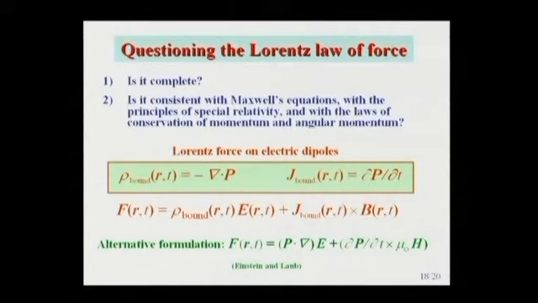So this is the alternative formulation of the Lorentz force on the electric dipole. This is the conventional form of the Lorentz force with rho being minus divergence of P. This is the Einstein and Laub form. You have P dot del E here rather than del P E. The second term is the same.